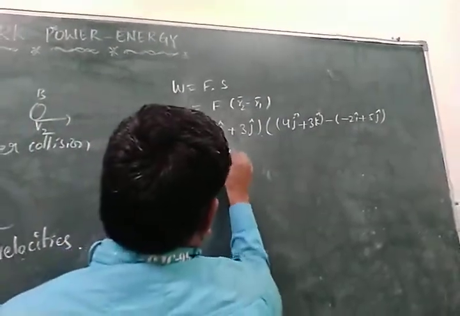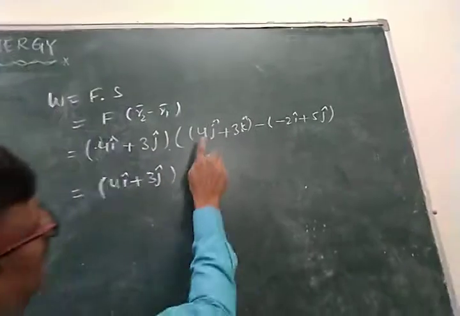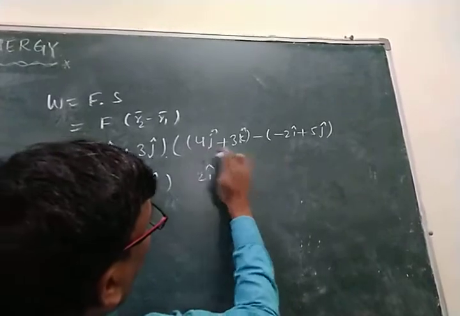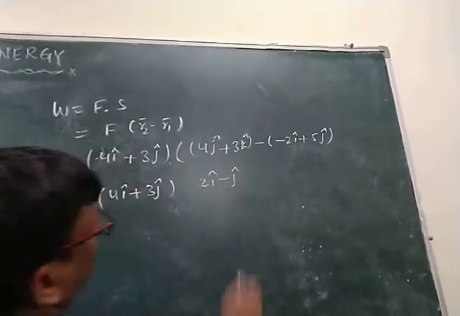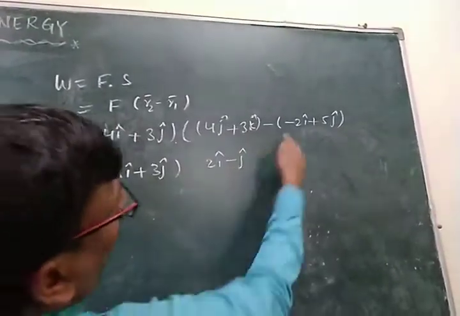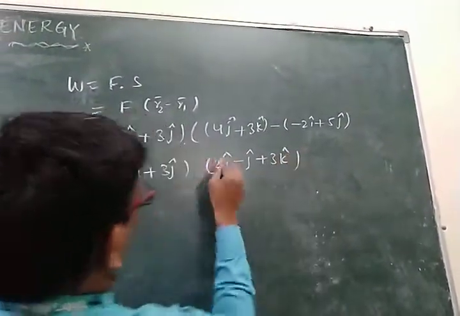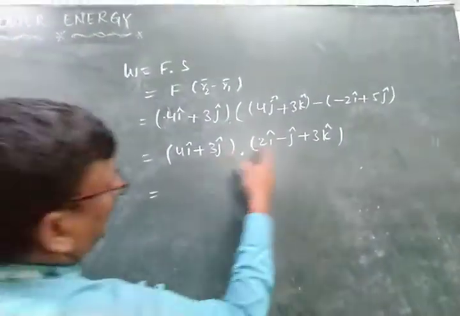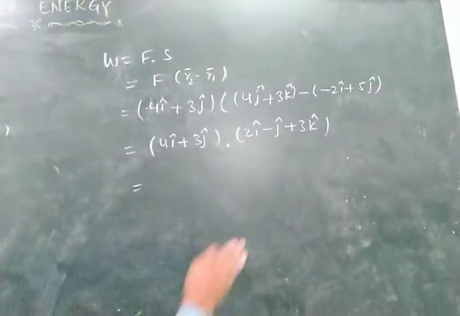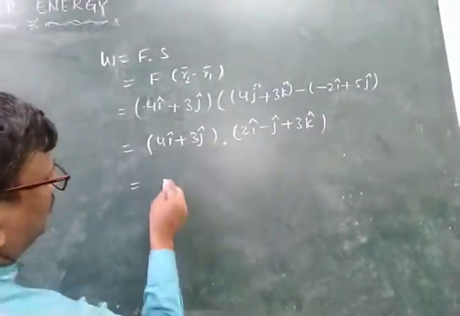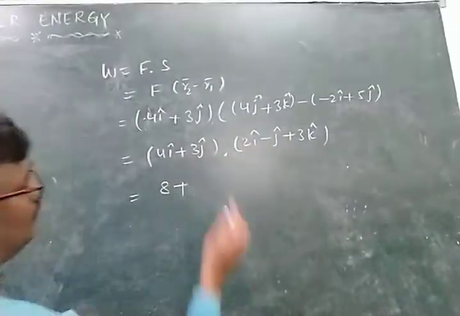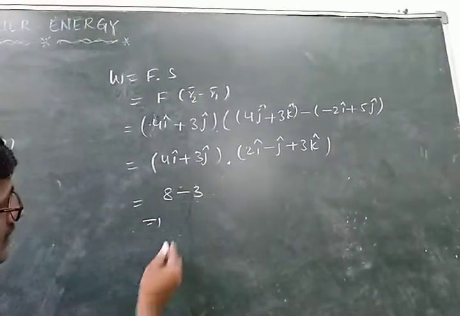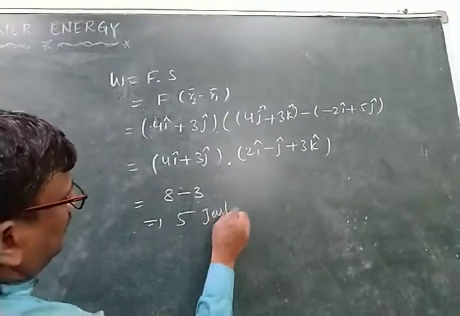Now you can write the force 4i cap plus 3j cap. For the displacement, we get plus 2i cap, and 4j cap minus 5j cap gives minus j cap, and plus 3k cap. Now apply the dot product between these two. i dot i is equal to 1, j dot j is equal to 1, and k dot k is equal to 1. But here the k term is not there in the force, so it is negligible. 4 into 2 is 8, plus 3 into minus 1 is minus 3, and 8 minus 3 is equal to 5 joules. That is the work done.